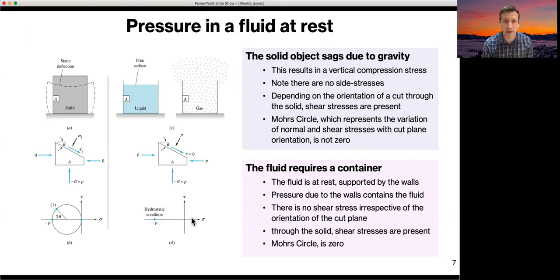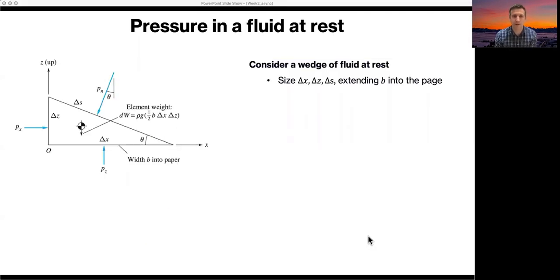And so this is the main differential between a solid and a fluid. Okay, so now to derive some of the expressions that we're going to need to use in hydrostatics, we're going to consider a small element of fluid in a larger body of fluid at rest.